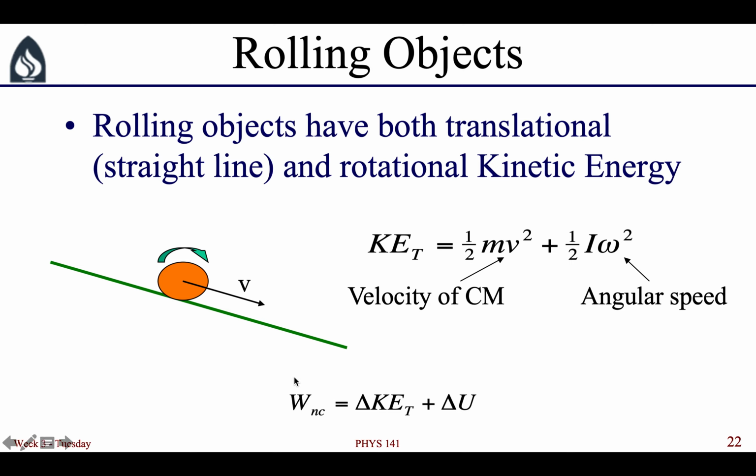So here we see that if you have some work being done by non-conservative forces, such as friction, that's equal to the change in the total kinetic energy, both kinds, plus the change in any potential energy.